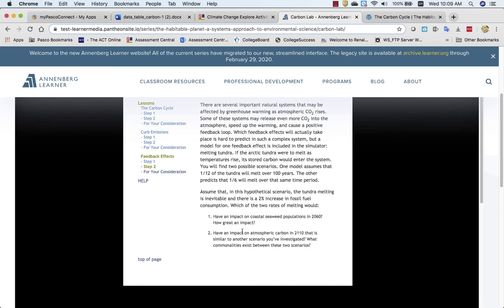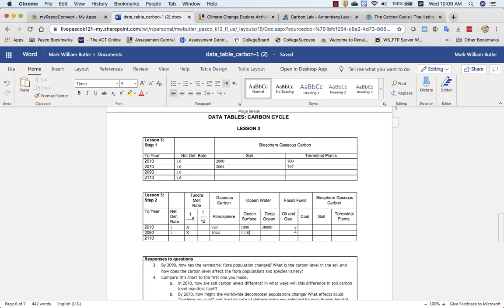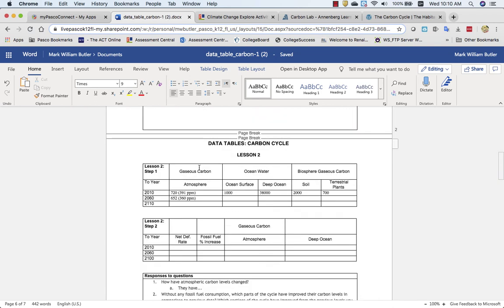Which of the 2 rates of melting would have an impact on the atmospheric carbon in 2110 that is similar to another scenario you've investigated? What commonalities exist between these two scenarios? So what that's asking you to do is look back at your data from these other lessons, and did this setting of 1/6 in the simulator of tundra melt, that means that much tundra is melting each year, did that have a similar impact to maybe us deforesting something, or maybe us increasing or decreasing the amount of carbon dioxide we're producing by making fossil fuels?